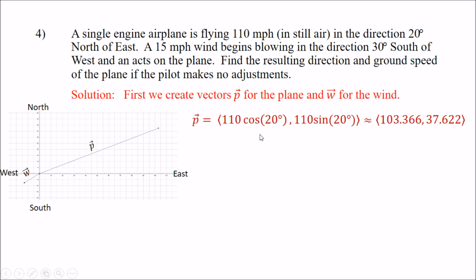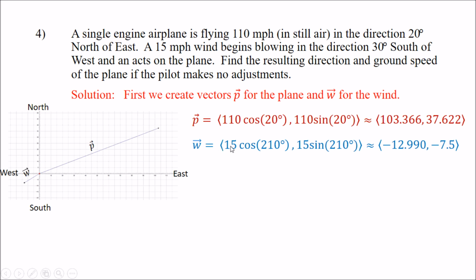Now, when you think of polar form, you think, well, the x-coordinate is r cosine theta, and the y-coordinate is r sine theta. And r this time is my magnitude, 110 miles per hour if I put units on there. Cosine of my angle in standard position, 20 degrees, comma, 110 sine of 20 degrees. And that gives me the resultant for the plane is 103.366 horizontally and 37.622 north.